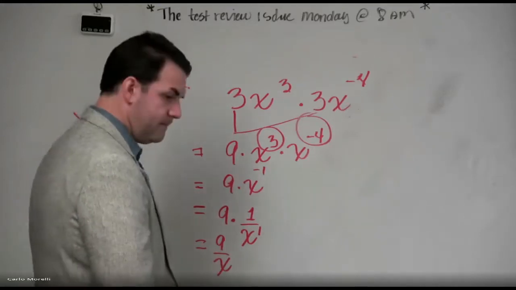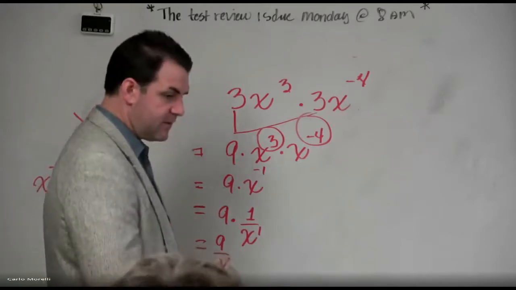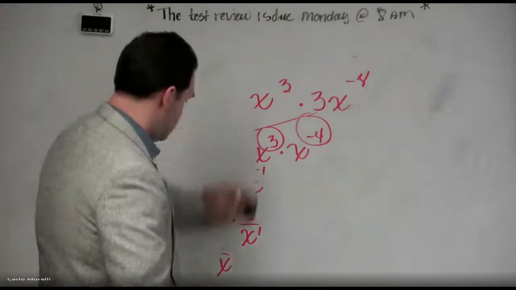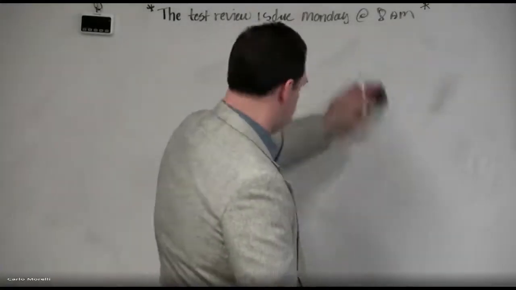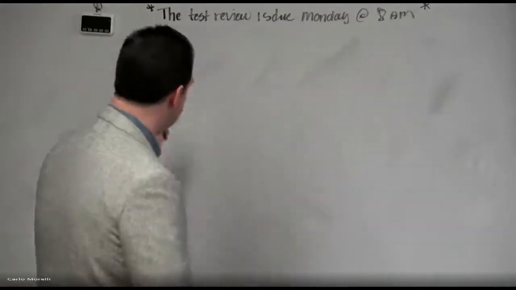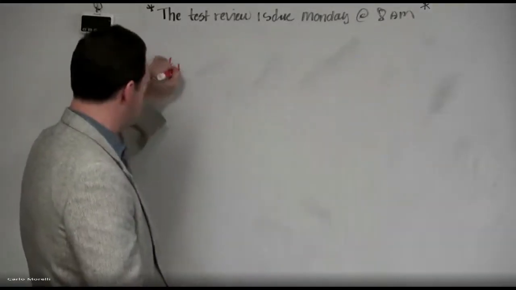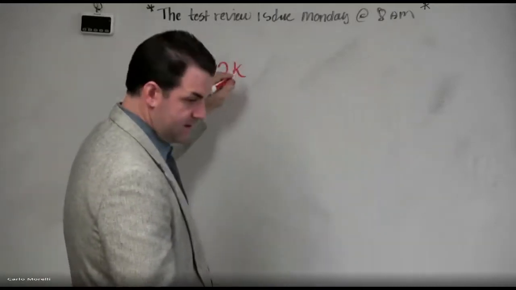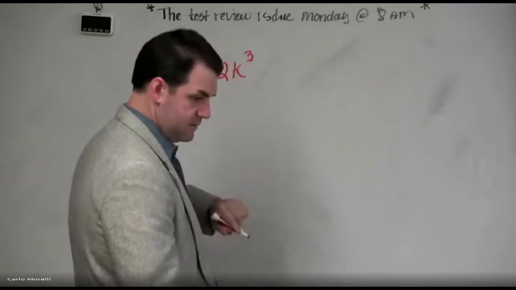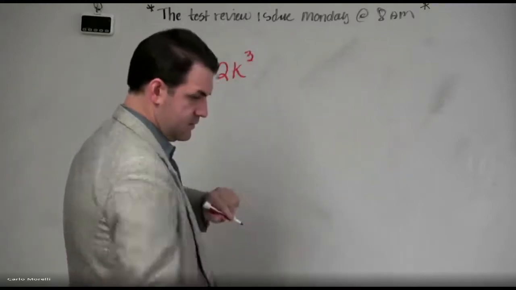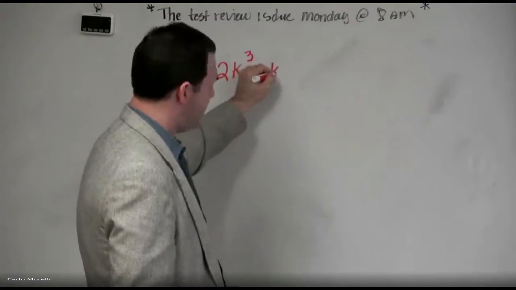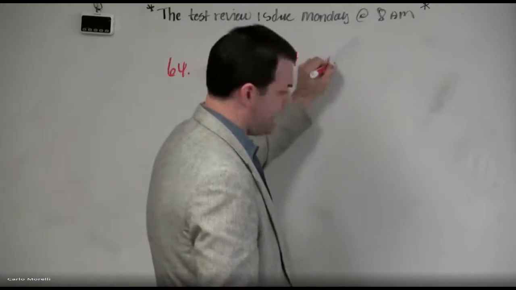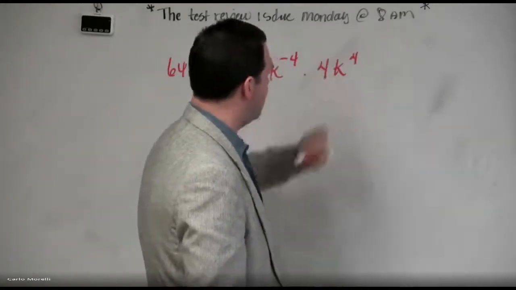Let's do one more, and we'll call it a day there. 64 coming up. Exponent properties are very fun, very important. 2k to the 3rd power times k to the negative 4th power times 4k to the 4th power.